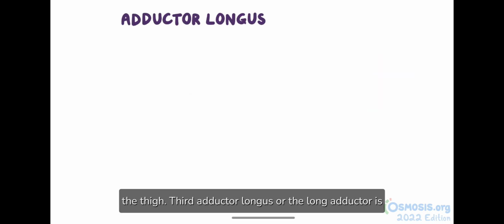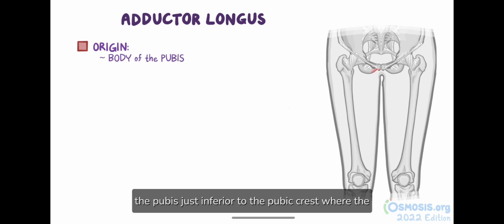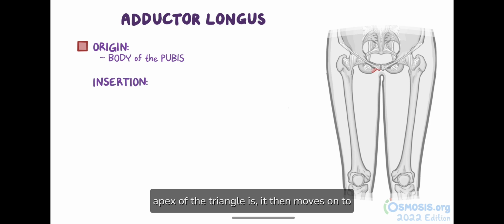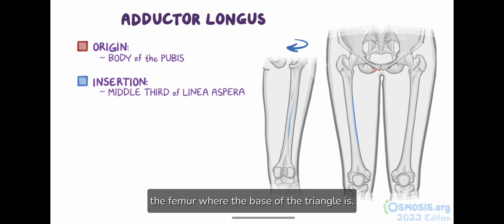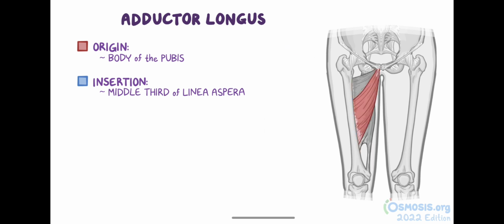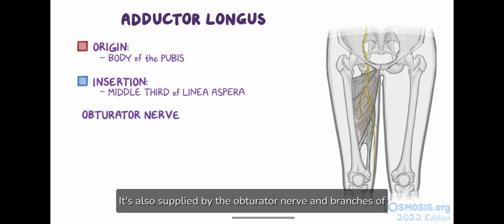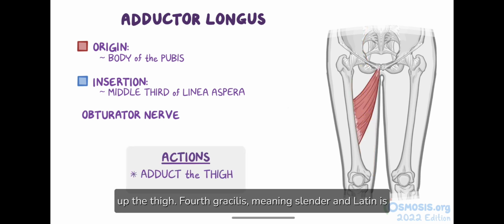Third, adductor longus, or the long adductor, is a large triangular muscle that arises from the body of the pubis, just inferior to the pubic crest, where the apex of the triangle is. It then moves on to attach to the middle third of the linea aspera of the femur, where the base of the triangle is. In doing so, it covers the anterior aspects of the adductor brevis and the middle of the adductor magnus. It's also supplied by the obturator nerve and branches of its anterior division, and its main action is to adduct the thigh.